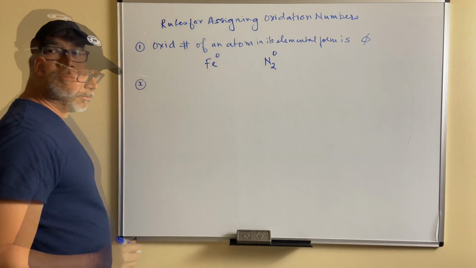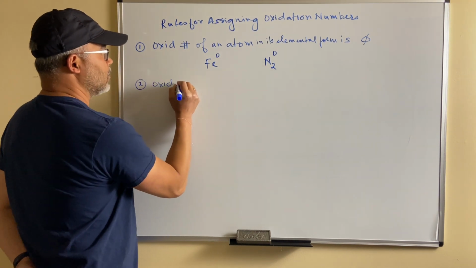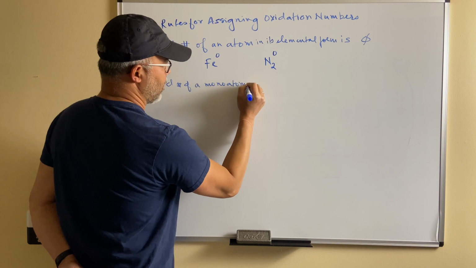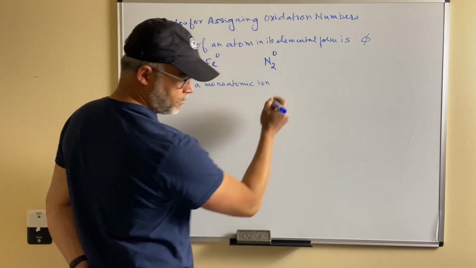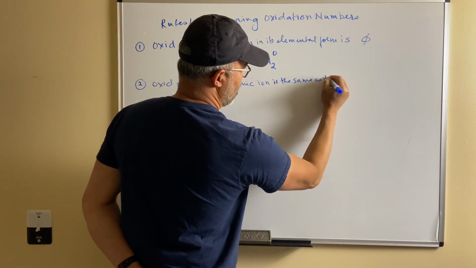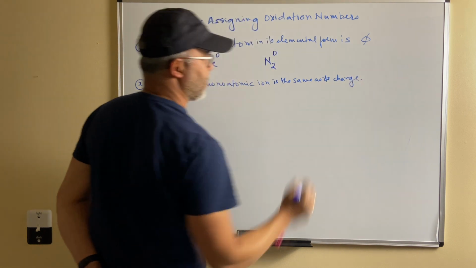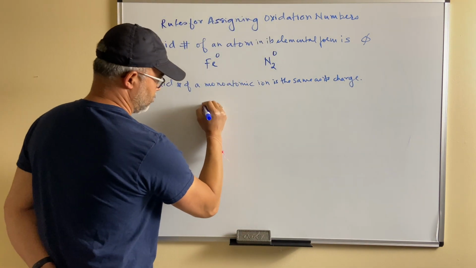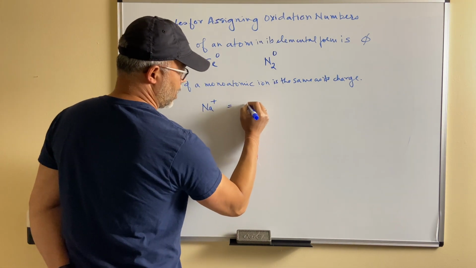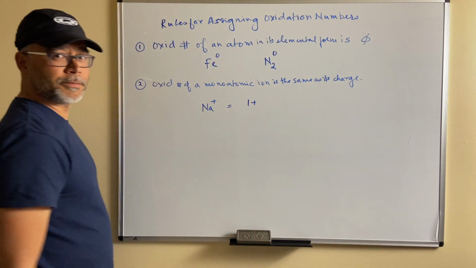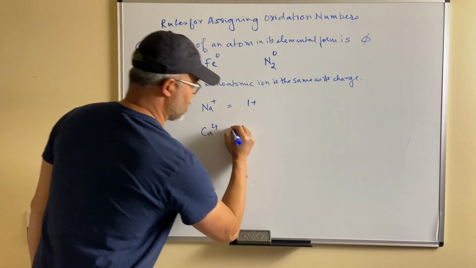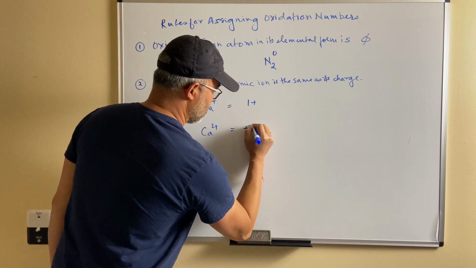The second rule: the oxidation number of a monoatomic ion is the same as its charge. So the oxidation number of Na+, which is a monoatomic ion, would be equal to +1, same as its charge. How about calcium? For the calcium ion, the oxidation number would be equal to +2.